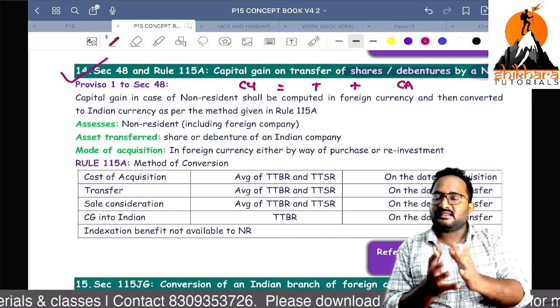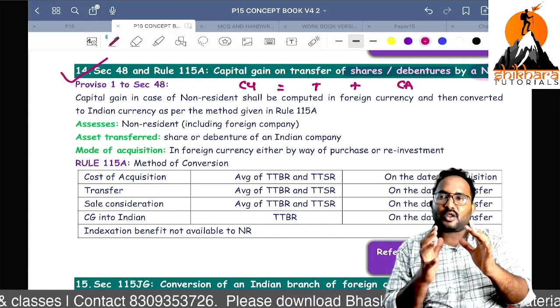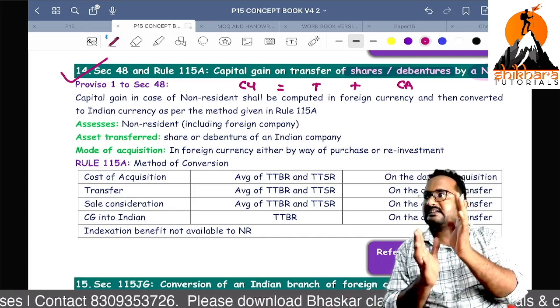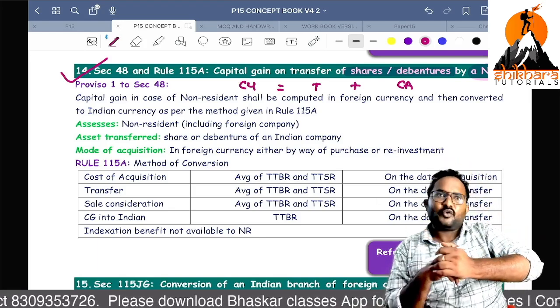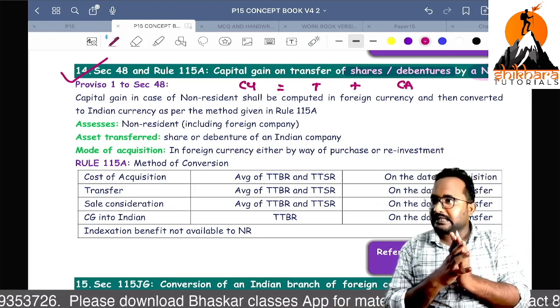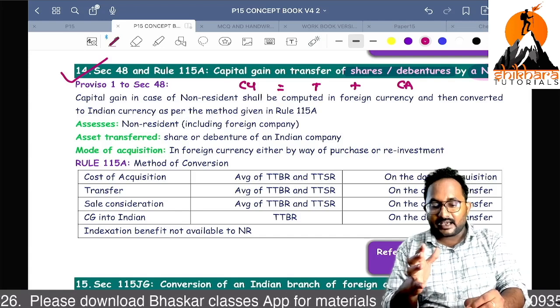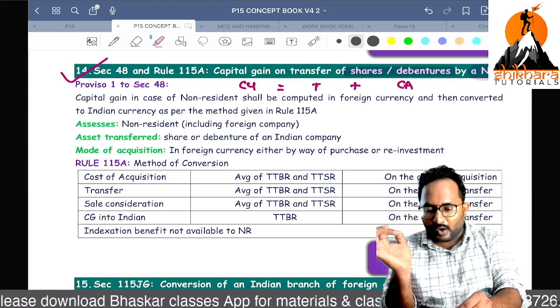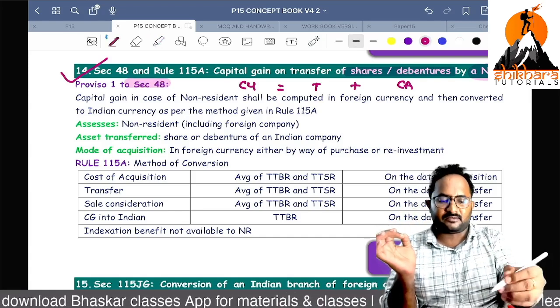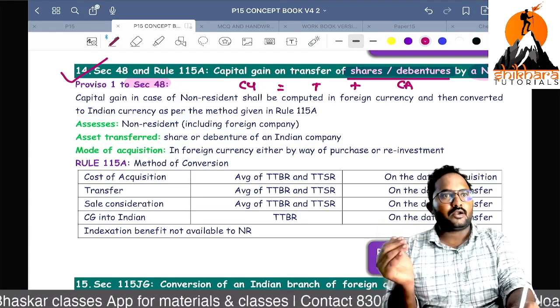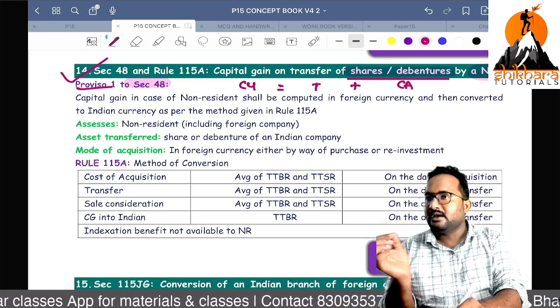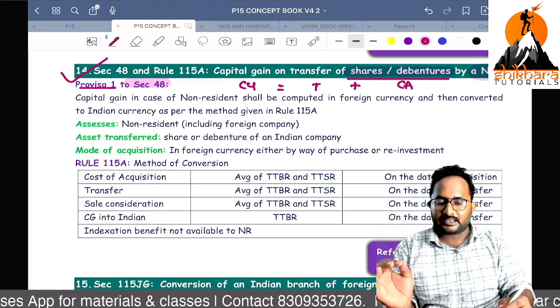But I want to know one thing. For a non-resident, is calculation of capital gain in foreign currency better or in rupees better? Foreign currency is better. So that's why separately they have given one proviso. Section 48 is nothing but what? Non-depreciable, because shares and debentures are non-depreciable only. We can follow 48 only, but we are given proviso 1. Yes, some exceptions we are saying. What are those? I will tell you.